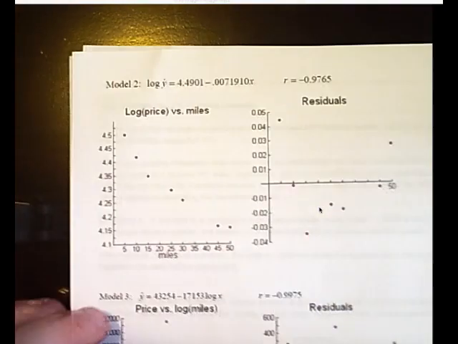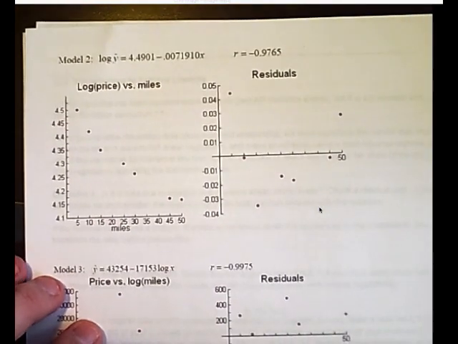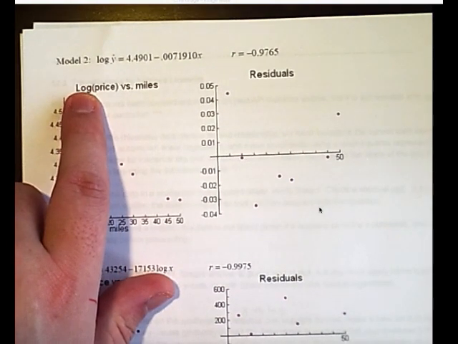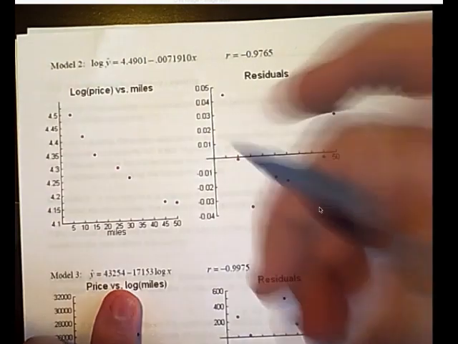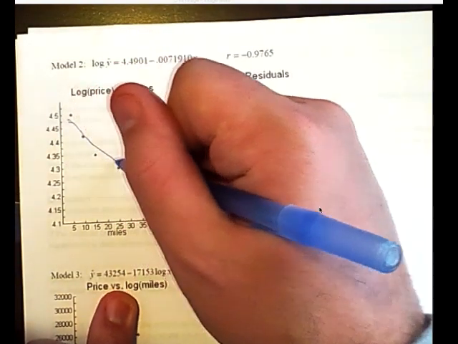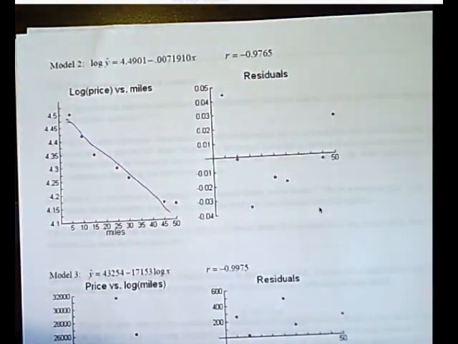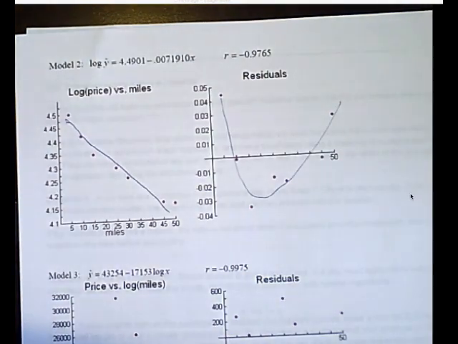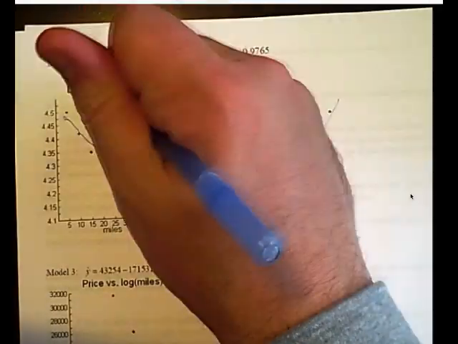Looking at the next model for this data. All right, if you take the log, here they're just using a base 10 log instead of a natural log, that's okay. Again, data looks kind of linear, maybe a little bit of curve to it. But if I look at the residual plot, there's definitely a curve there.